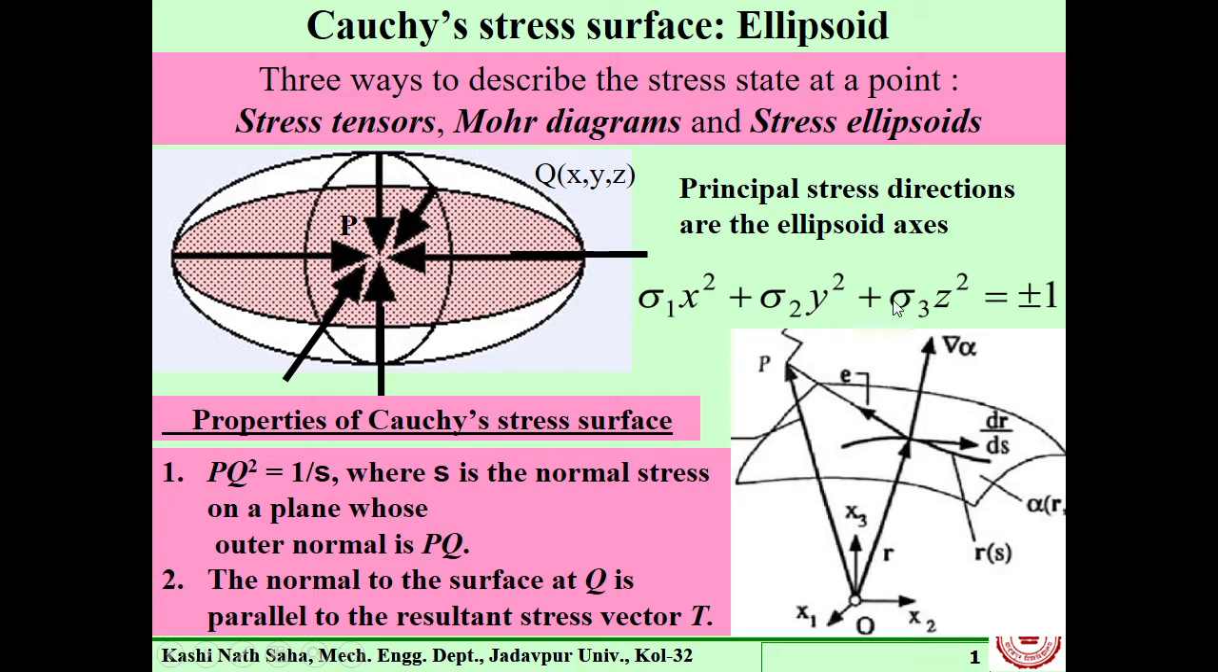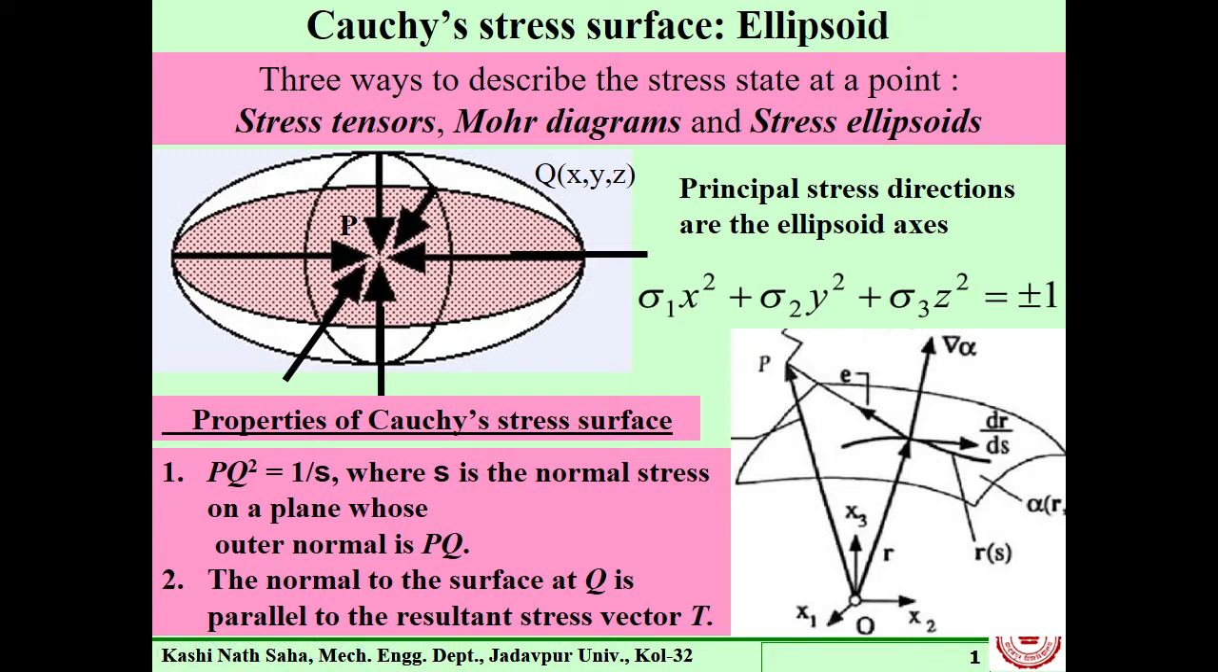So from the principal stresses, we can take any direction. That means this PQ can be taken in any direction, and for that particular direction, our direction cosines are known. So we can find out what this sigma, this S, is, and we can find out the points Q. If we go on plotting such points, it will give this as the equation. This is one of the properties, right?